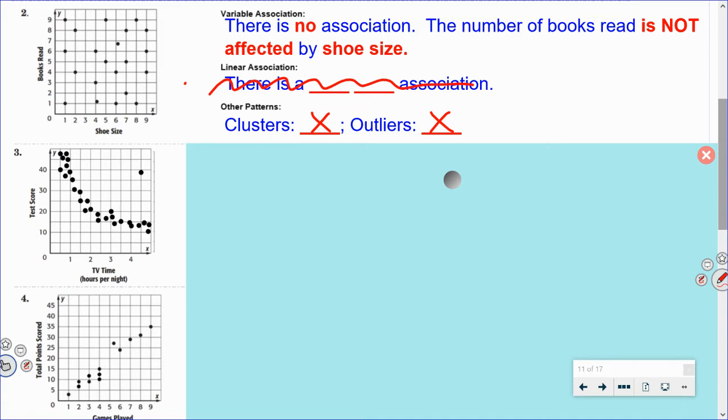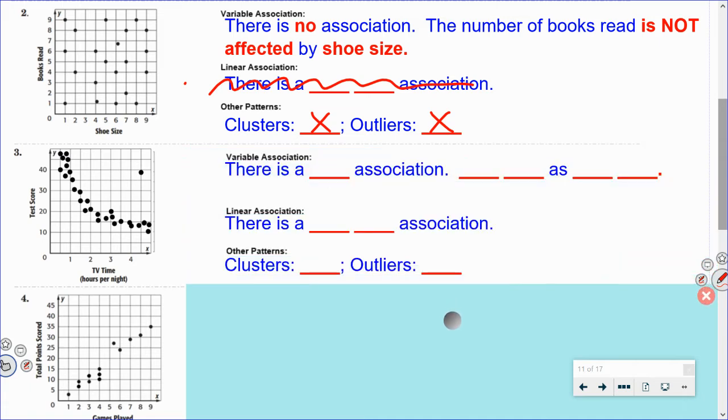Onward to number 3. Pause the video if you would like. Draw a line or curve through those points, and then we will commence with discussing if there is an association and what patterns we see. Go ahead and pause the video. Come on back when you're ready.